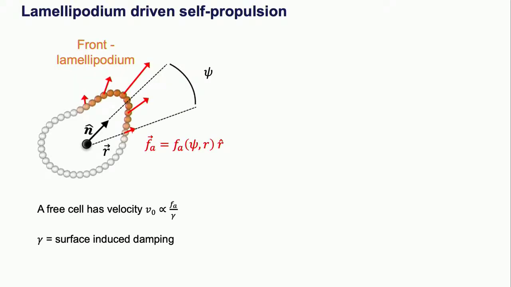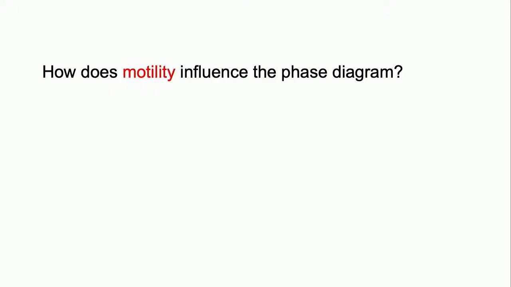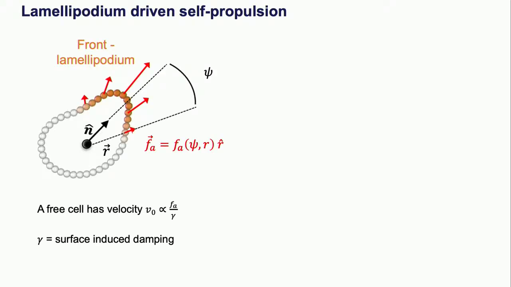Okay, so now I would like to drive the system out of equilibrium to see how things are going to change for the phase diagram. And the first thing that we're going to do, we are going to introduce some motility. Okay, so no temperature, but motility. How do we do that?